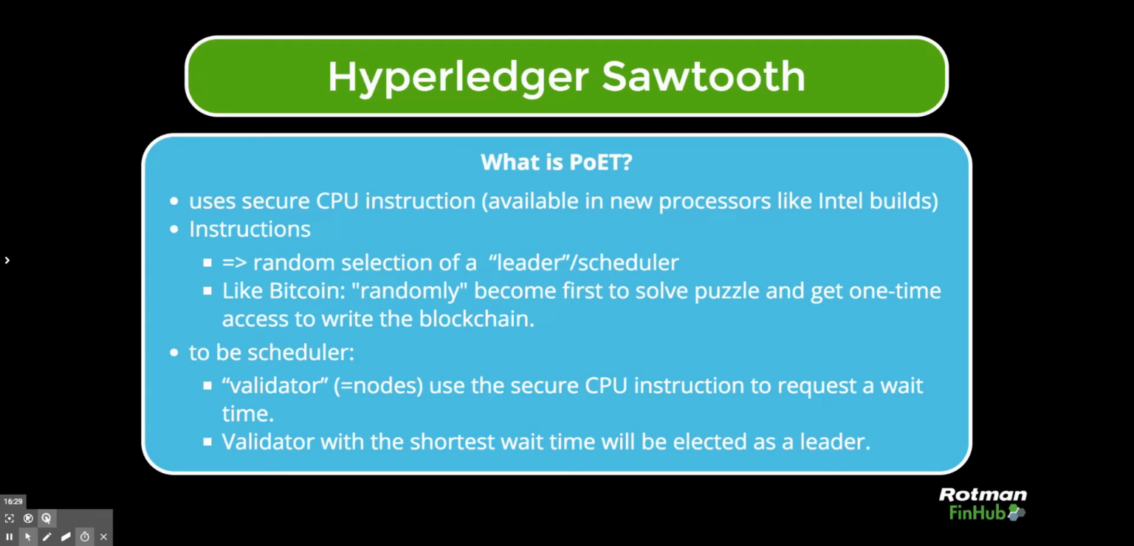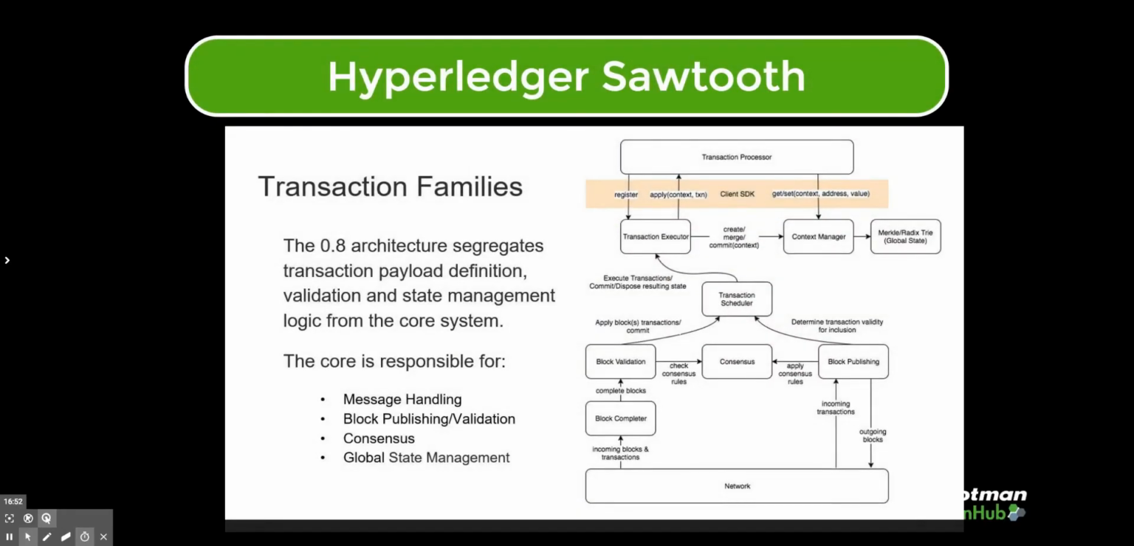What you have to do here is send a secure instruction to the CPU. For that, you request the wait time. This requested wait time is reported, and then the validator, out of a set of possible validators, that has the shortest wait time will be elected as the leader. And so this whole process of getting this wait time is essentially a random process. So it works in a similar manner.